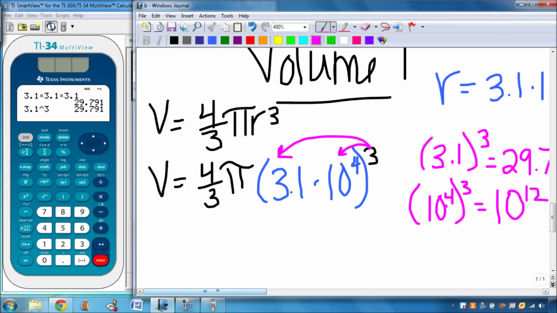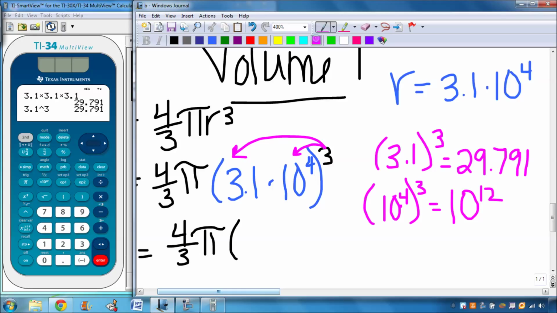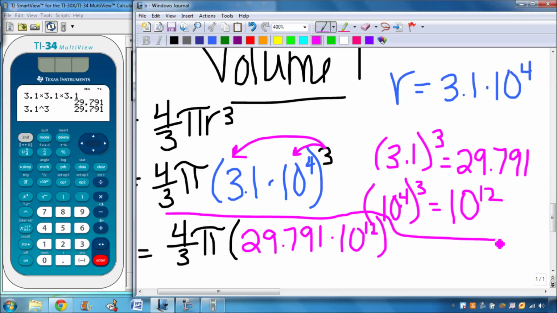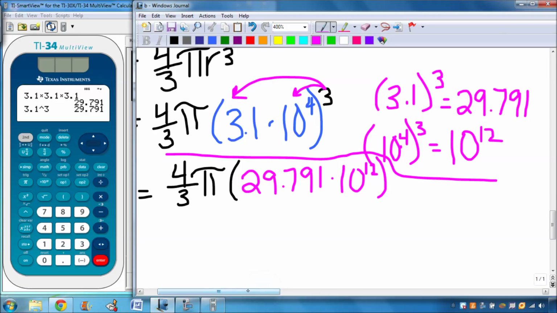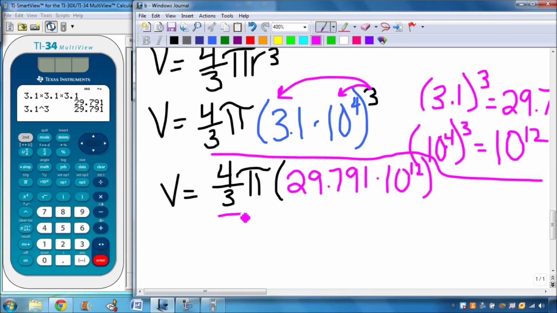So this whole thing ends up being V equals 4/3 pi times this number, 29.791, times 10 to the 12th power. Okay, so let's move this so you can see it a little better. Now remember, we multiply all of our coefficients. So 4/3 times pi times 29.791.